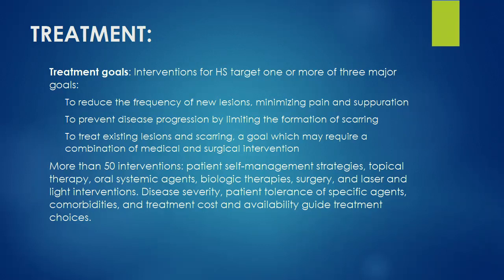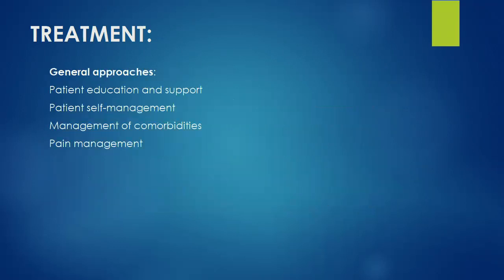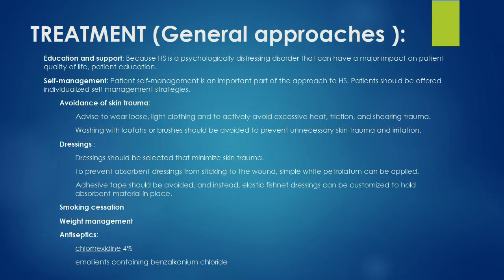More than 50 interventions exist for treatment of HS, including patient self-management strategies, topical therapy, oral systemic agents, biologic therapies, surgery, and laser and light interventions. Disease severity, patient tolerance of specific agents, comorbidities, and treatment cost and availability guide treatment choices. General approaches. Regardless of disease severity, attention to patient education and support, patient self-management, management of comorbidities, and pain management may be beneficial.